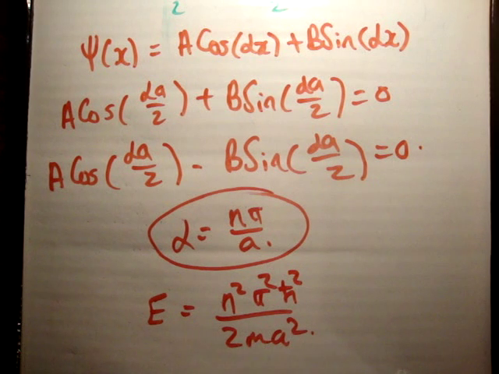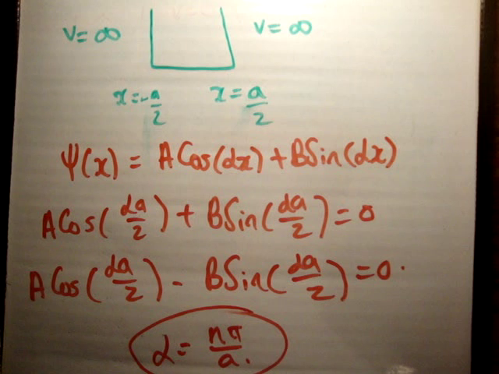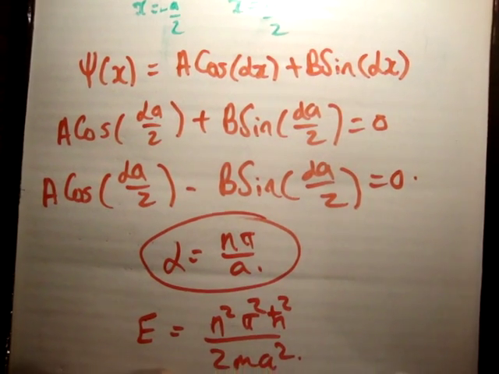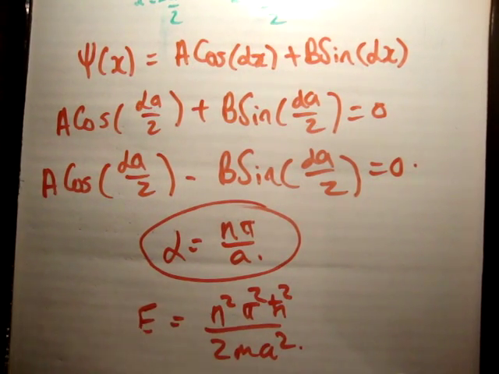squared. Now the points to note here are, in the well which was centered at a over 2 and went from 0 to a, its width of course was the same, and we got the same energy values. We got these energy values here. So where the width of the well is the same, the energy values are the same. However, the wave function is not the same.